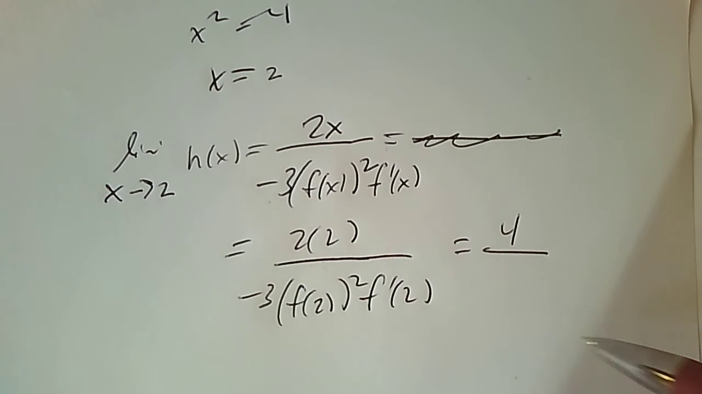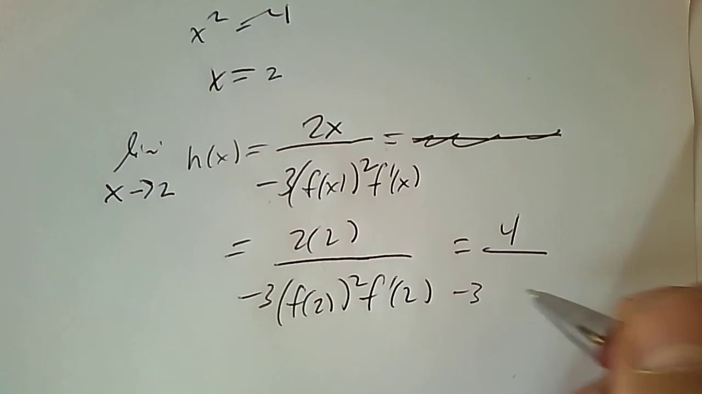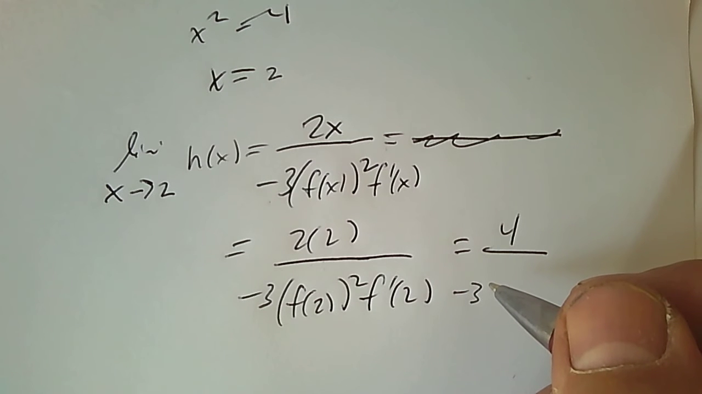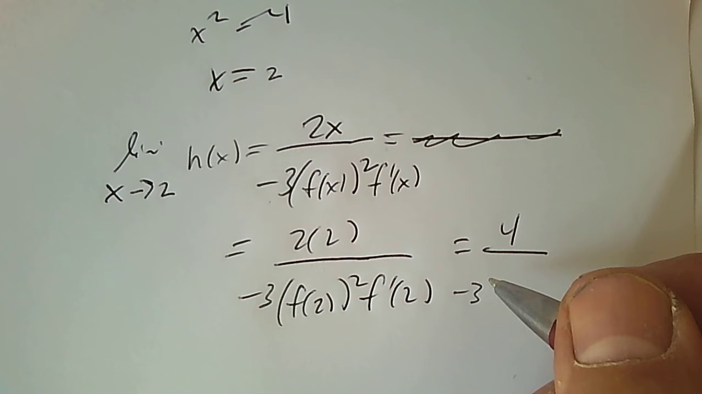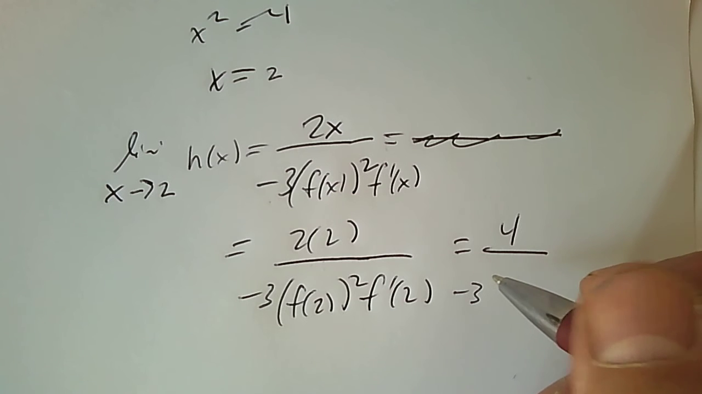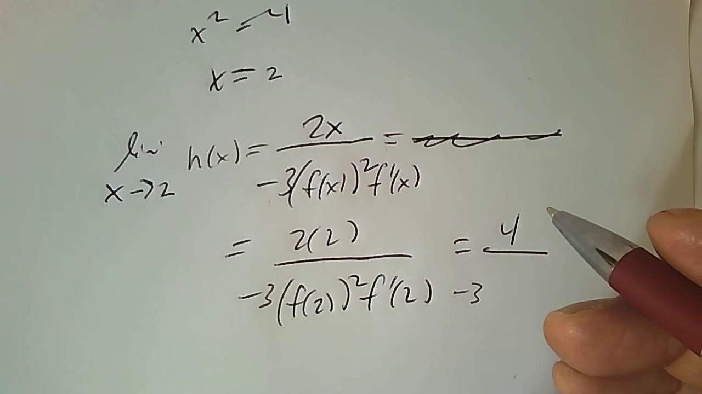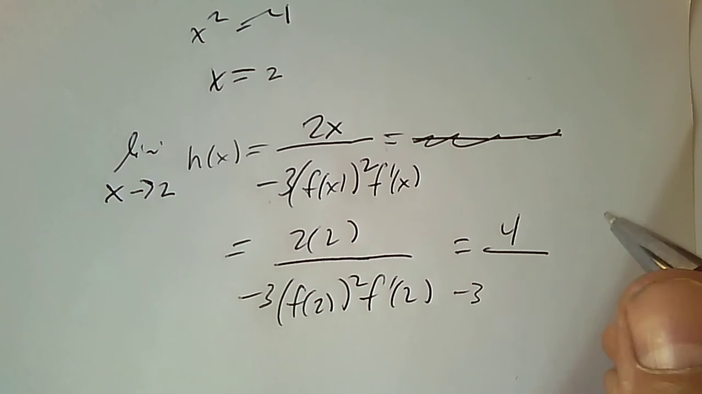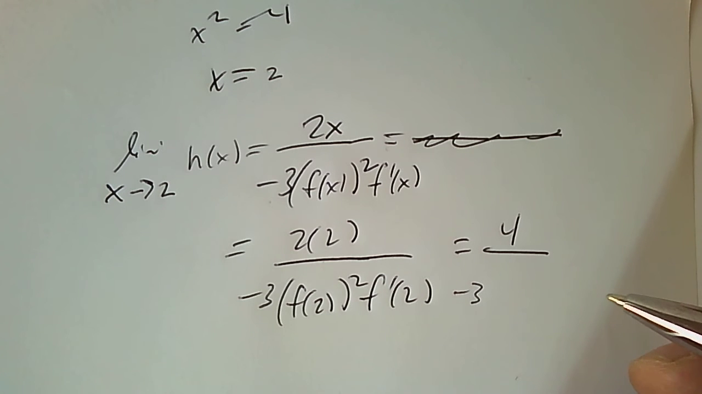That's 4, obviously, on top. Negative 3. What's f at 2? It says f at... I don't know f at 2. Do I? Don't know f at 2? So do we know f at 2 equals 1?